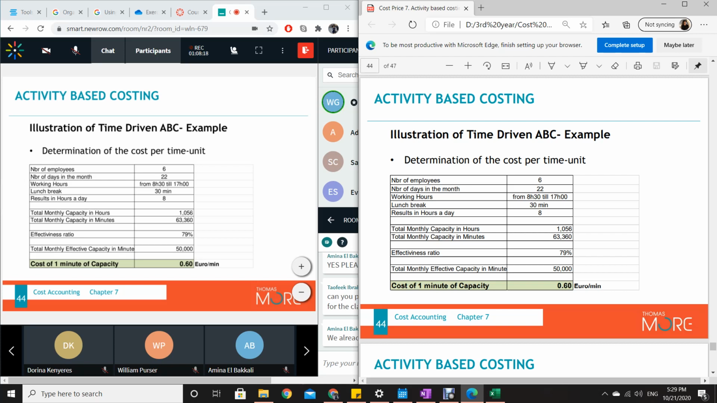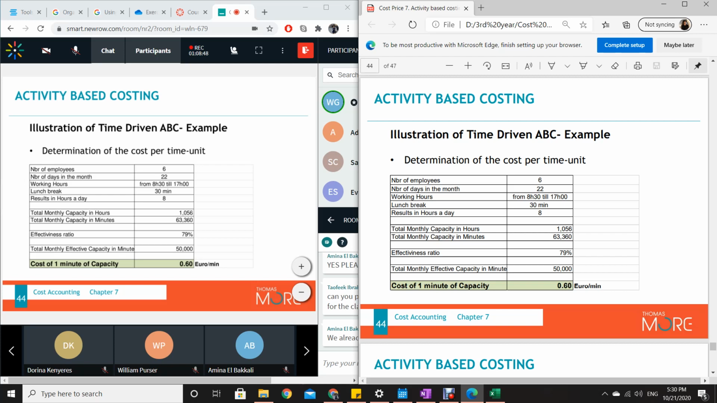So they work 22 days. They work from 8:30 to 17:00 hours. They have a lunch break. This results in 8 hours a day. They work 22 days, so they work 1056 hours. So this means they work 63,360 minutes.